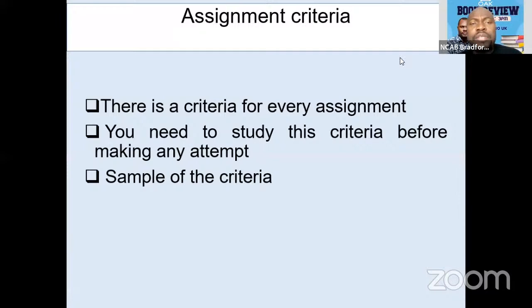So we're going to start today with what is called assessment criteria. I will be using examples from the University of Bradford because I know the majority of students here are from the University of Bradford. We have other students from other schools joining us too. Every assignment or assessment that is given to you has what is called an assessment criteria. Take note of that. There is a criteria for every assignment, and that should be the first document you need to study.